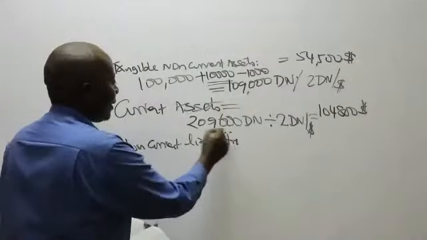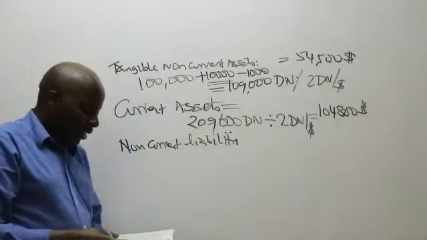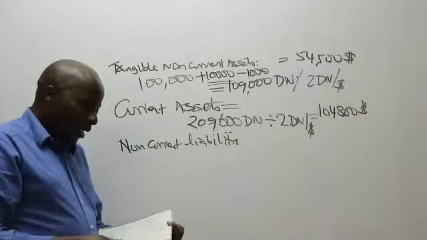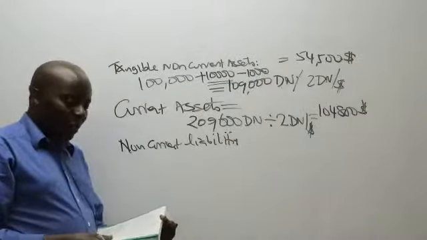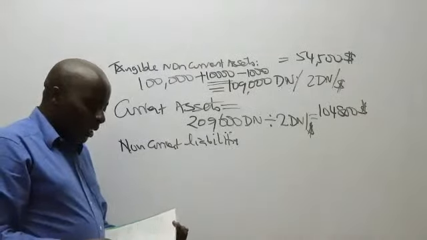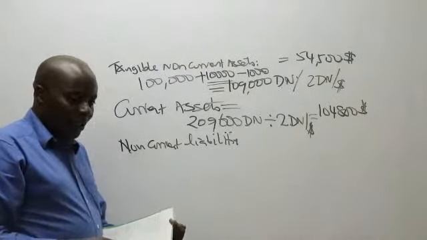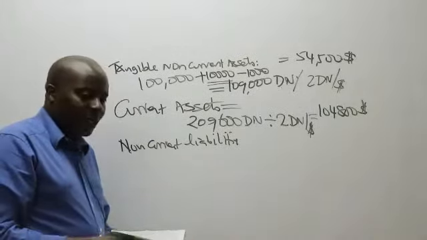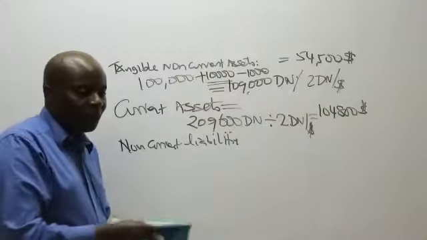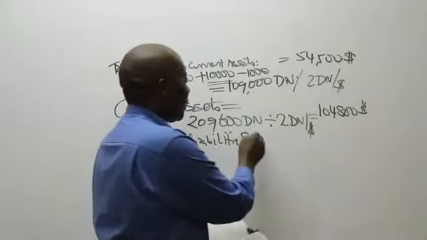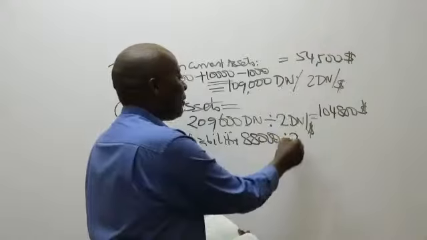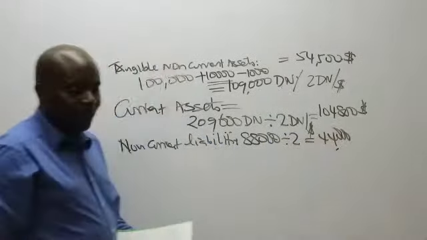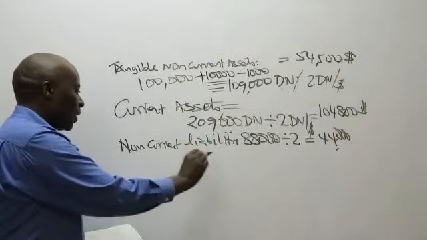Non-current liabilities, are you able to see the non-current liabilities? What figure are you able to see there? I'm able to see 88,000 for non-current liabilities. If you're keen enough, non-current liabilities for Lagos, for the foreign subsidiary, I'm able to see 88,000. So I'll take 88,000 divided by 2 again, which will end up giving me 44,000. Thank you very much.